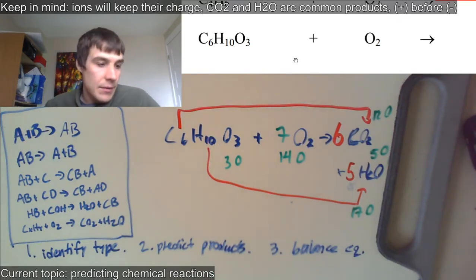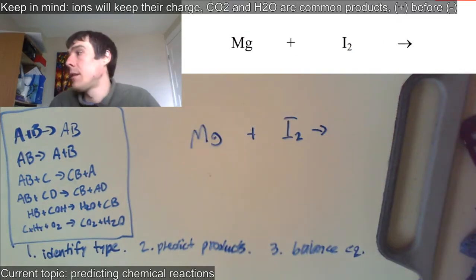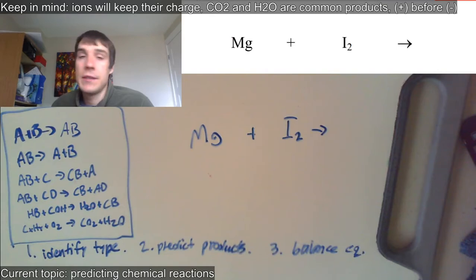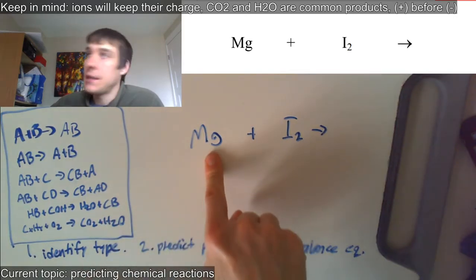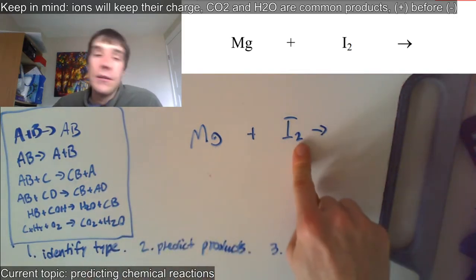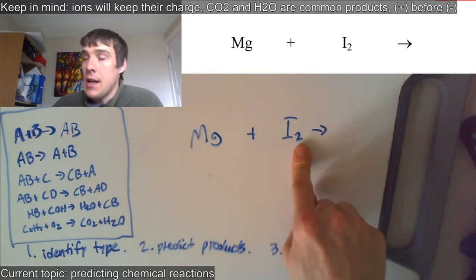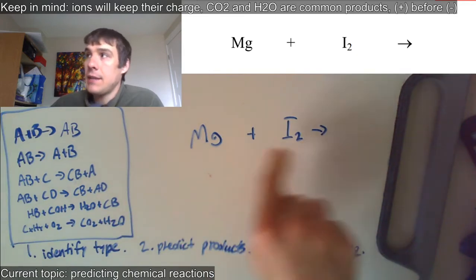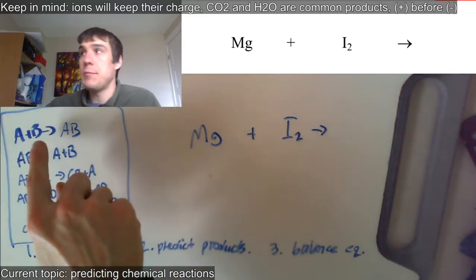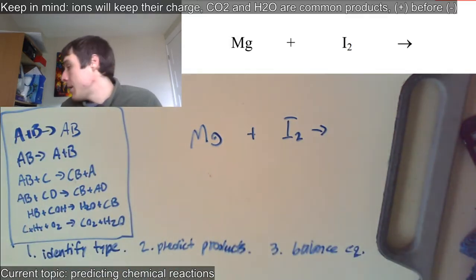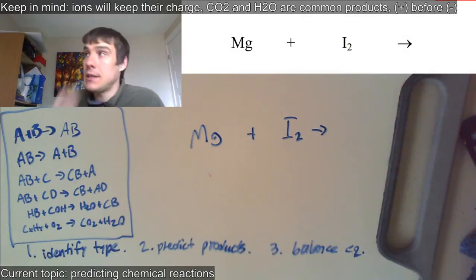All right, I'm gonna pause and we'll get to the next one. Here's the next one. So let's look at it for a second, and let's think about what kind of reaction it's going to be. That's our first thing. We have to identify the type of reaction. Here we have magnesium by itself. Here we have iodine by itself. And that, to me, says it's going to be a synthesis because we've got A plus B. It's going to make AB. So the magnesium and the iodine are going to get together.